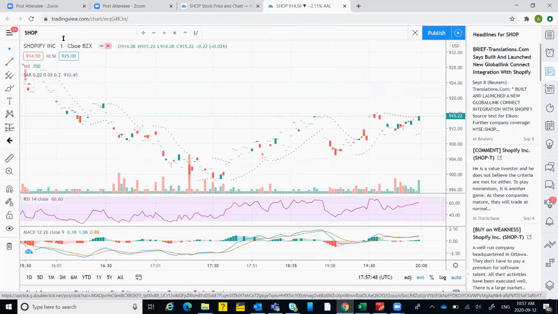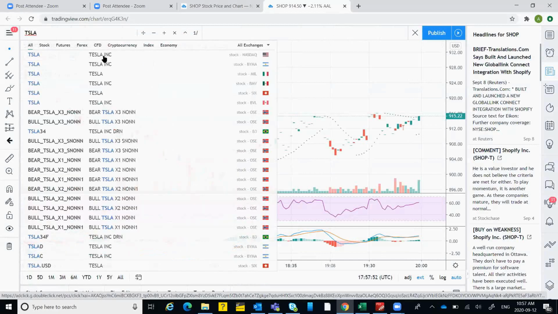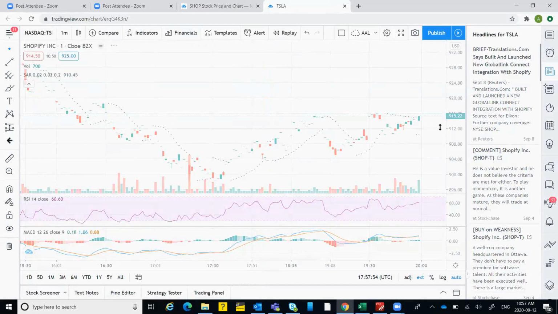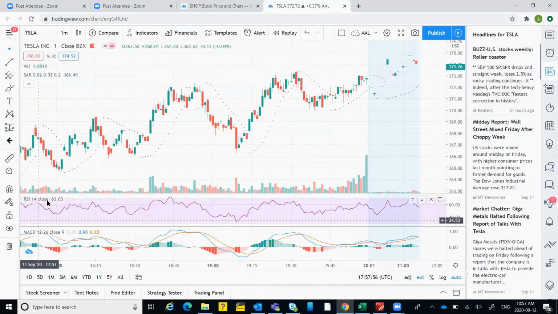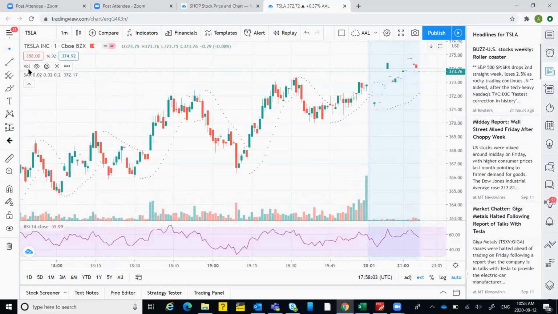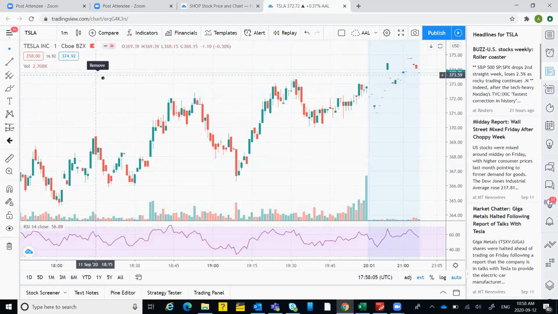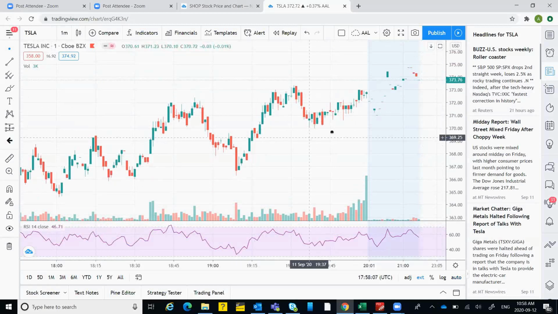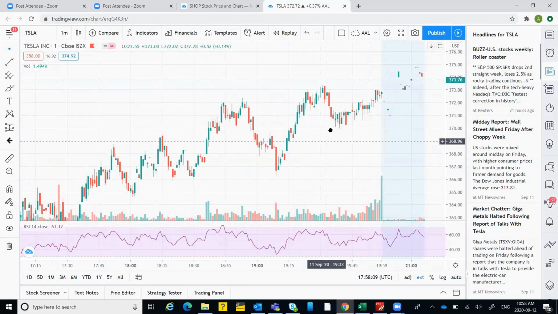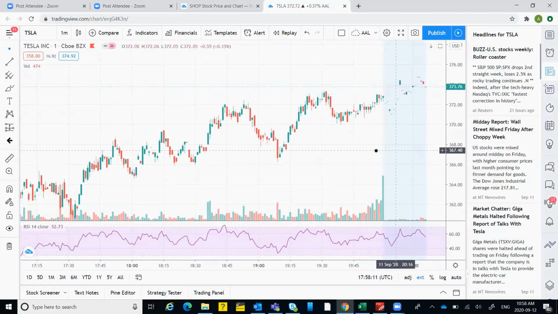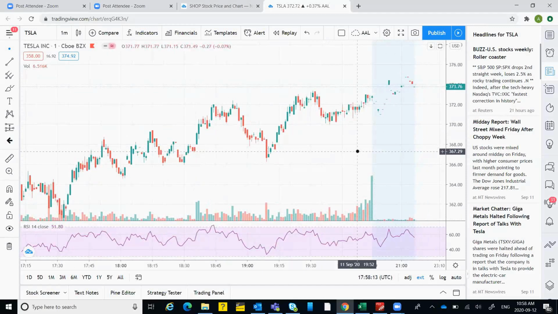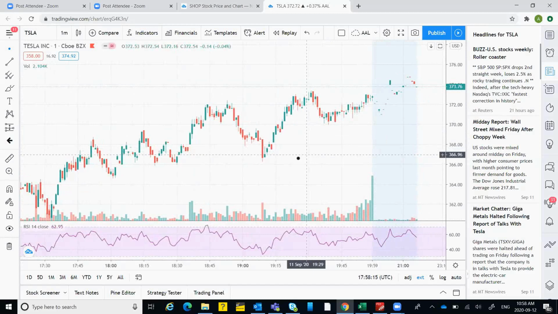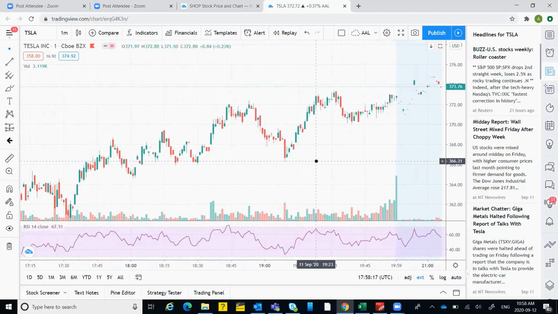Which one do you want to go to? Let's go to Tesla. Maybe Tesla has got some good patterns. I will hide these things here. Okay, so guys, let's find it together. I'm also looking at it just in front of you. If you come across any of the candles, like a shooting star, do let me know.